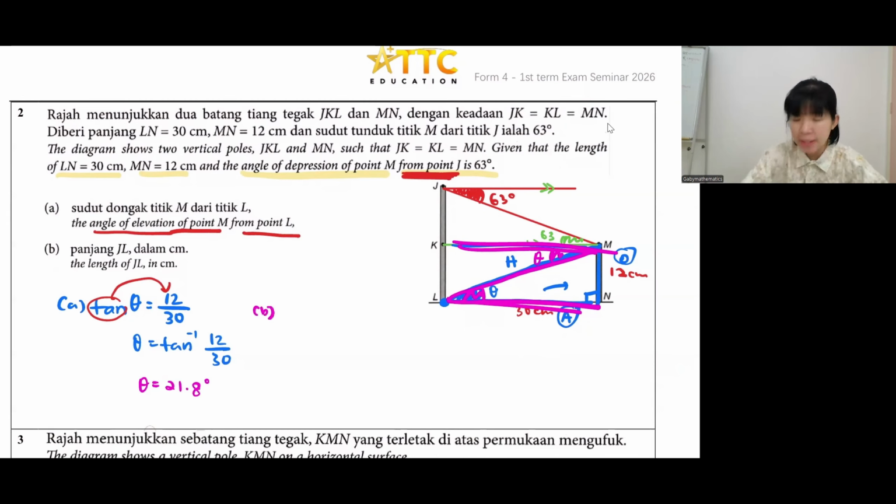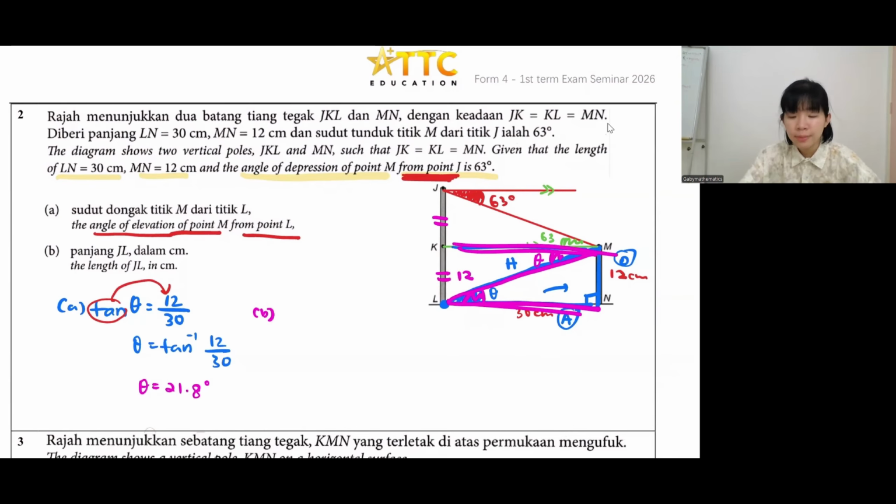Okay, then part B. Part B is the length of JL. JL, this one too easy. So they say JK and KL are the same length. And then this one 12, this one 12. So JL is 12 plus 12. It is 24 cm.